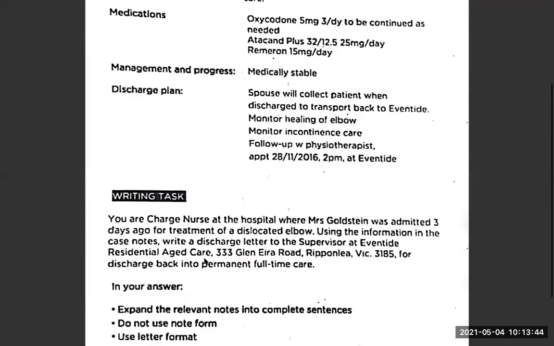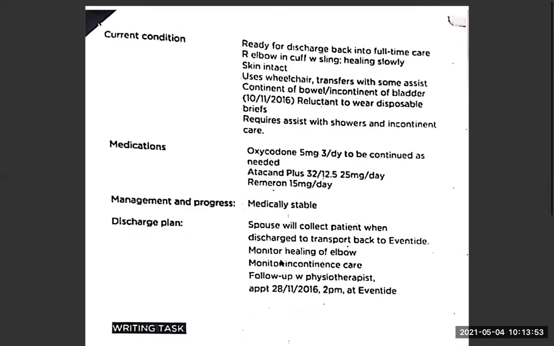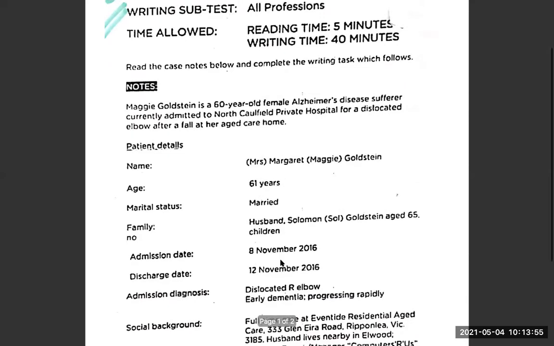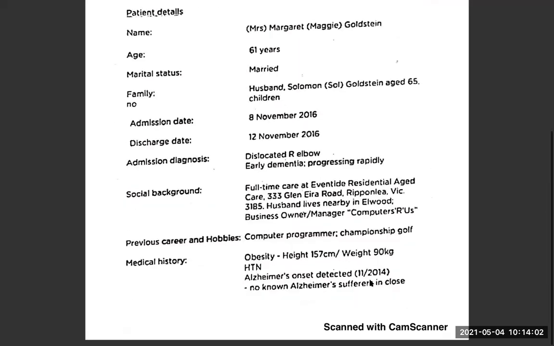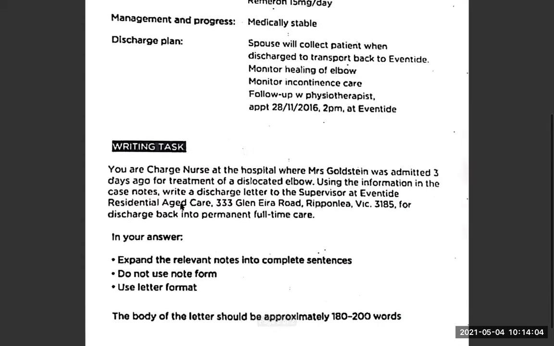So always read the address. This is a very important thing that I am telling you. Always read the address when you are writing any letter of OET, because if the address of the person to whom we are writing and the address of the patient match, in this case it matches, Eventide residential aged care, in this it is the same Eventide residential aged care, then you would be able to identify that this is a discharge back letter.